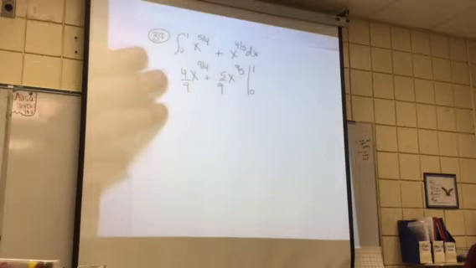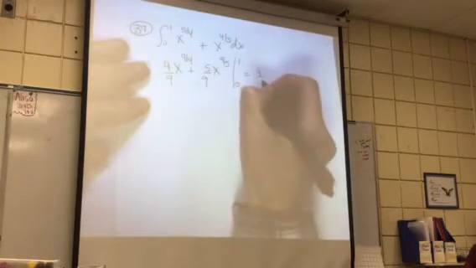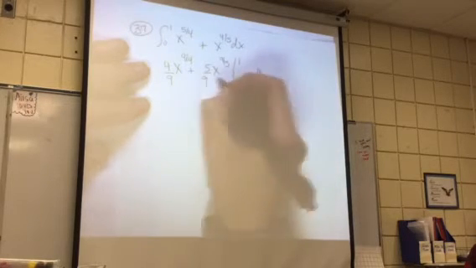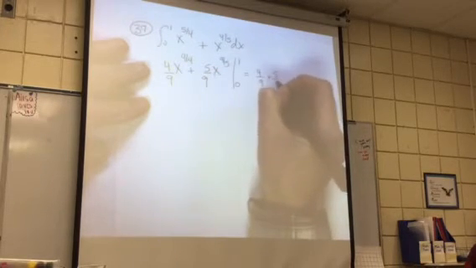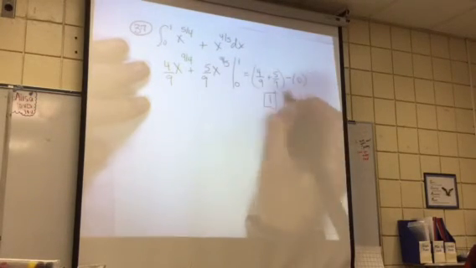I like that it's evaluated at 1 and at 0. It's a whole lot easier to work with. So I end up with 4/9 plus 5/9 minus 0, and that just turns into 1.